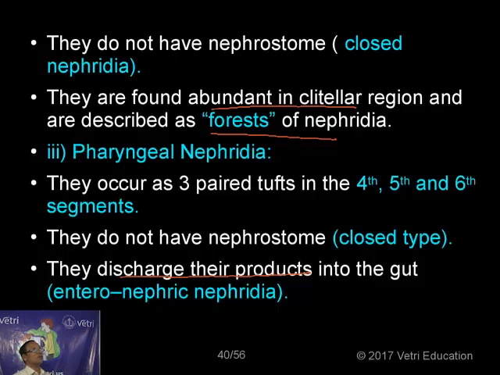But the first one is open type, the second one I mentioned is closed type. So pharyngeal nephridia closed type, there is no nephrostome. Septal nephridia open type because of the presence of nephrostome. Whereas the micronephridia, they are exonephric nephridia and closed type. No nephrostome but opens to the exterior. So anyway, we have 3 different types of nephridia found in 3 different places.